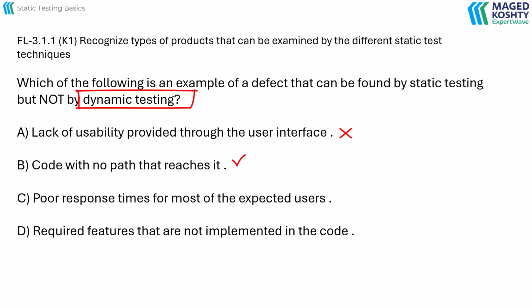C. Poor response times for most of the expected users. This requires executable code to measure the response time. D. Required features that are not implemented in the code. Missing features can be detected using both code reviews and dynamic testing.